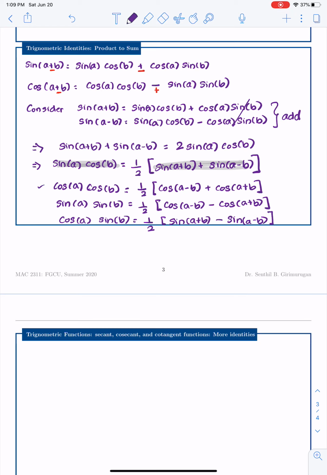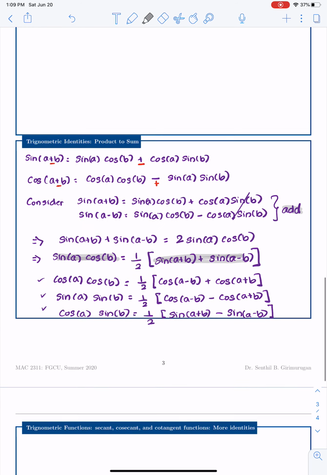So all of these identities can be derived using the same process that I used over here. But instead of simply adding the two equations, we can subtract and get the appropriate product identity. So all we have to know is the identities. We don't have to know the derivation as far as this class is concerned. So make sure that you understand the 4 identities and make sure you have it in hand.